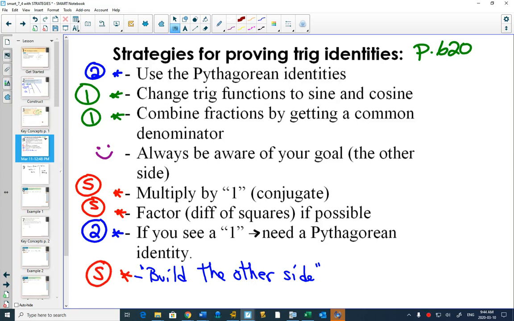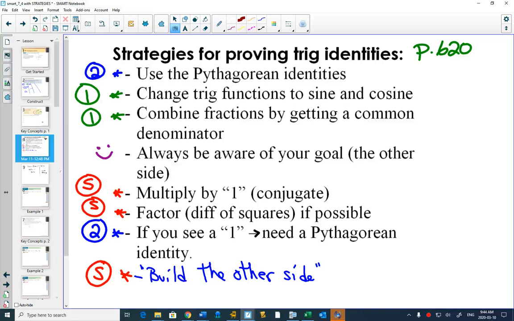Because sometimes you're going to use the other strategies 1 and 2. You're going to get a single fraction on both sides, and they're not going to be the same, and you're going to feel like you're stuck. So the S stands for the stuck strategy. Sometimes you're going to be like, I don't know what to do. I'm stuck.